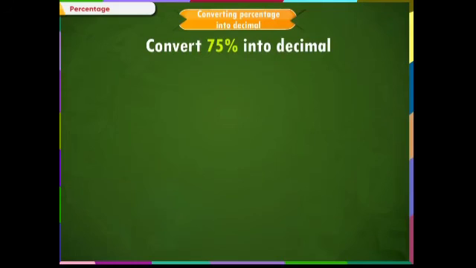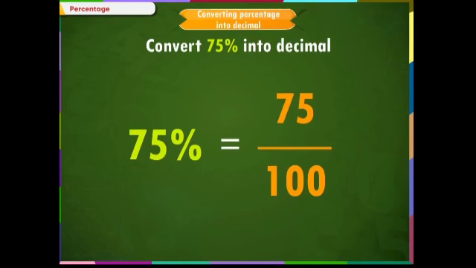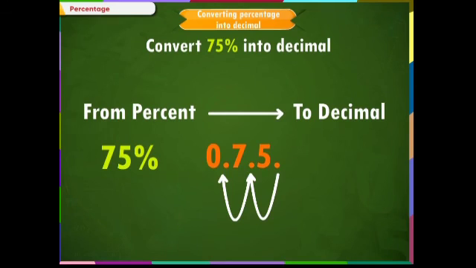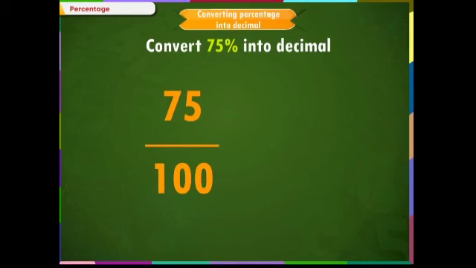Let us take an example. Convert 75% into decimal. We write 75% as a fraction, which gives 75 by 100. Now, to convert from percent to decimal, we move 2 places to the left and remove the percentage sign. Therefore, 75 by 100 equals to 0.75.